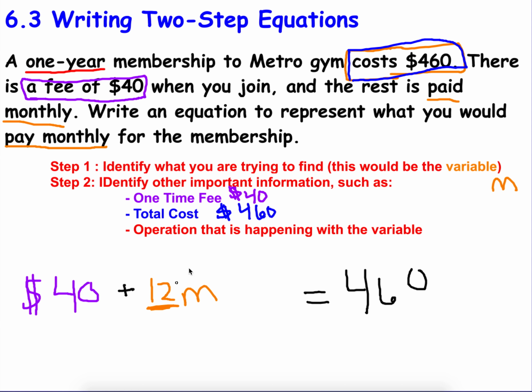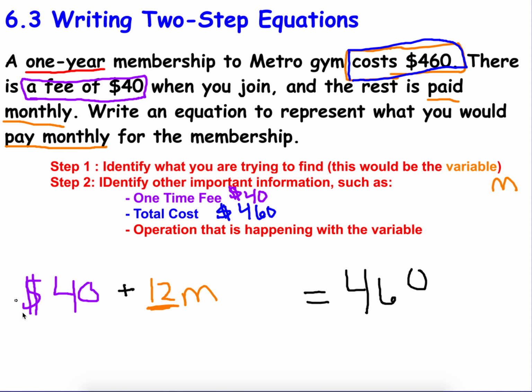And then I'm always going to have my unknown and something happening with my unknown. A lot of times it is multiplication. So it's going to be some type of cost per month or per game or per something. That is going to be my coefficient that is attached to my variable, generally speaking.